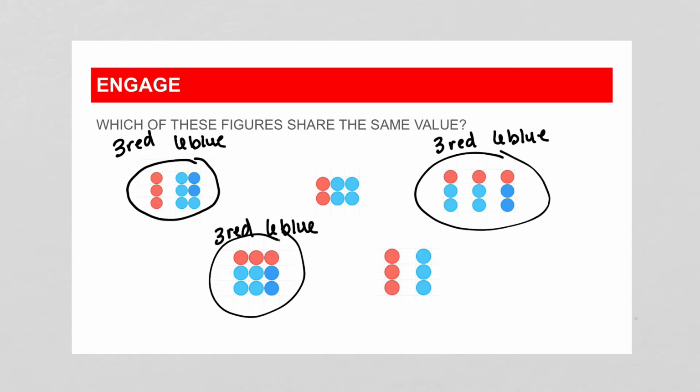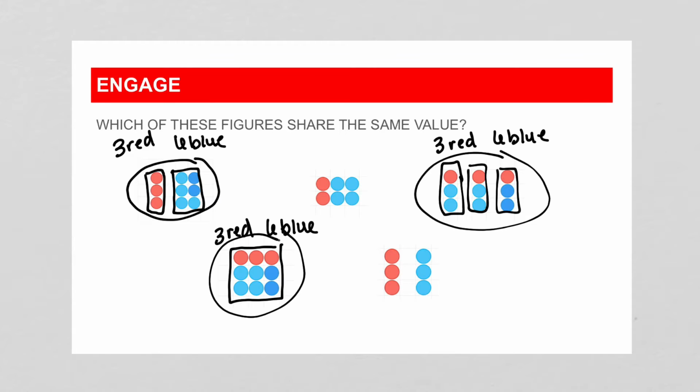This one's got a group of the 3 reds together, separated. There's the 6 blue. Here we've got 1 red with 2 blues, repeated 3 times. And here they're all together in one big group. Now the other ones are not, because this one only has 2 red and 4 blue, and this one is also separated by lines, but there's not enough blue ones for it to match.